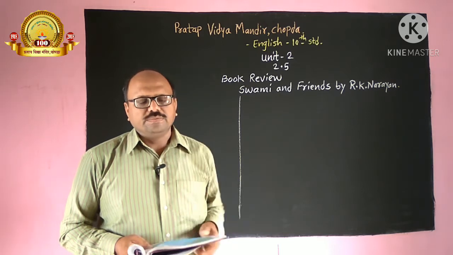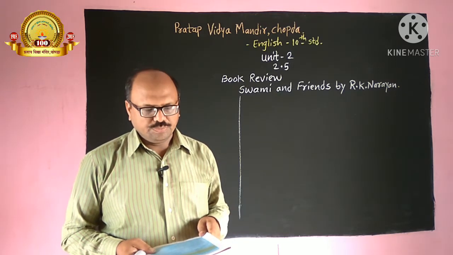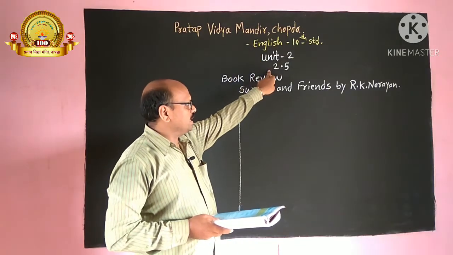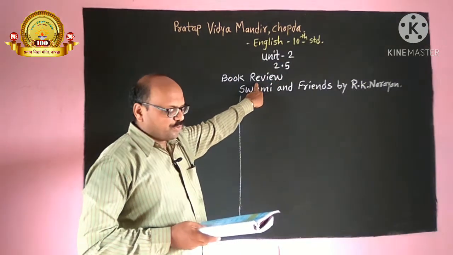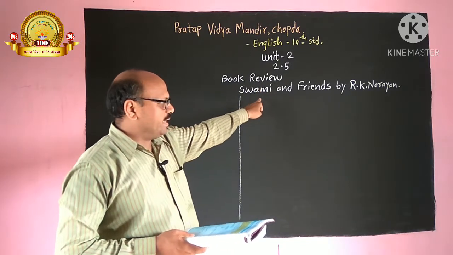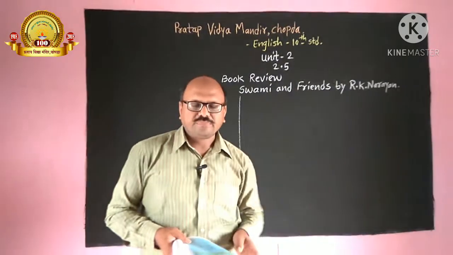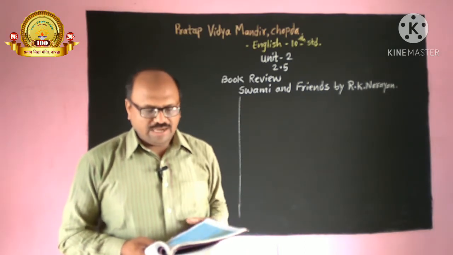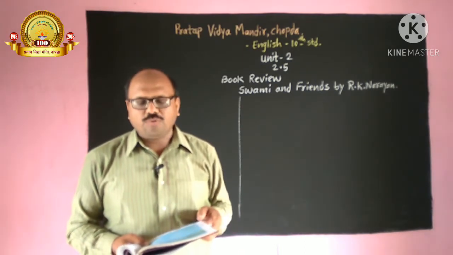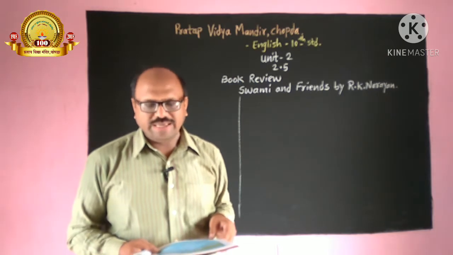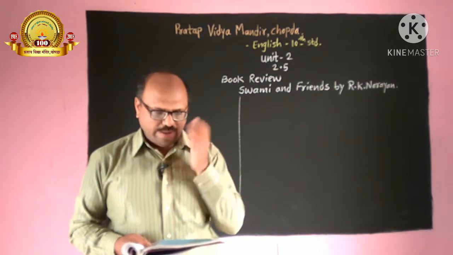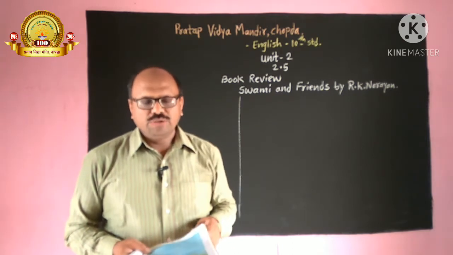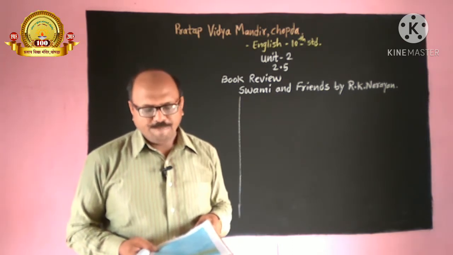We are going to start the new lesson from Unit 2. This is 10th Standard English Unit 2, 2.5 Book Review, Swami and Friends by R.K. Narayan. R.K. Narayan is an iconic Indian writer, an English writer especially. This is a different kind of reading material that we are going to see today.